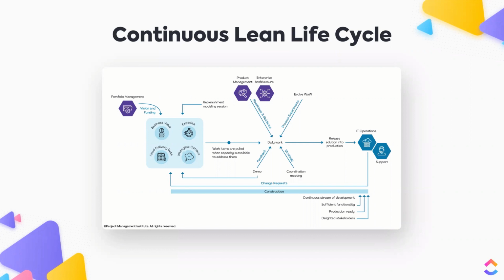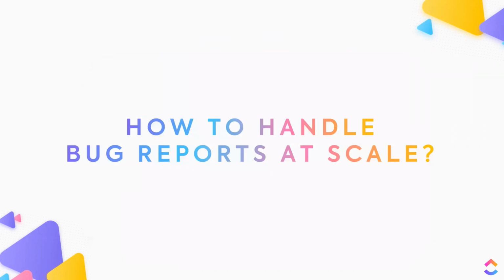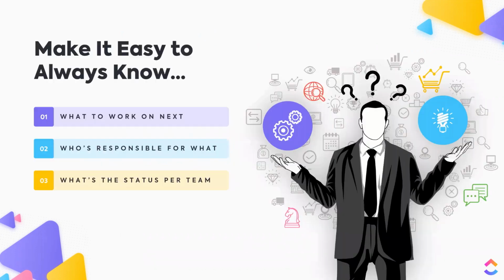And one of the main factors of waste impacting software products is bugs. So the question we had to answer as we start scaling up is how to handle bug reports at scale. So when we receive thousands of bug reports, it quickly becomes overwhelming and it's very difficult to know what to start with. So our goal was to make it easy to always know what to work on next through a reliable and intelligent prioritization system.